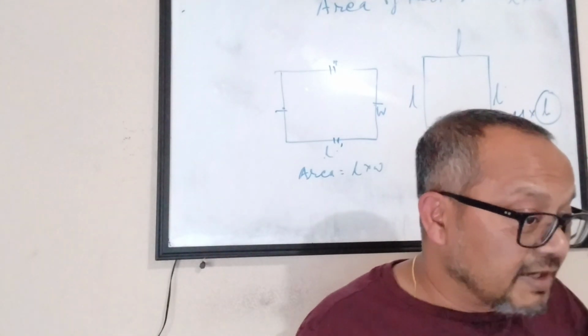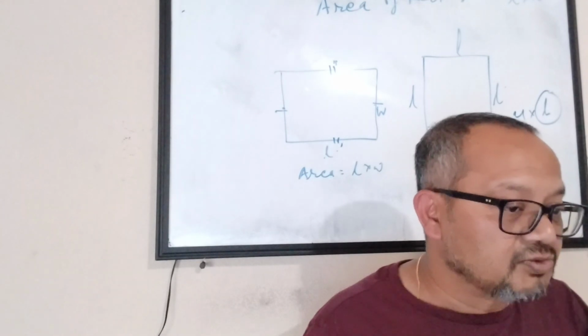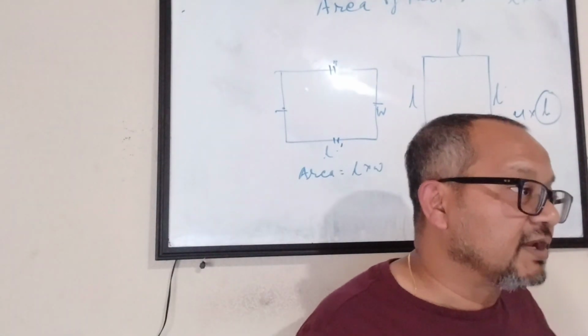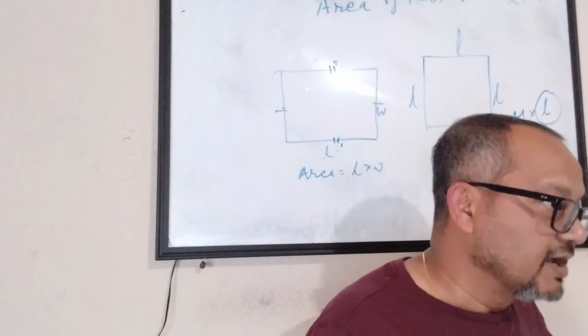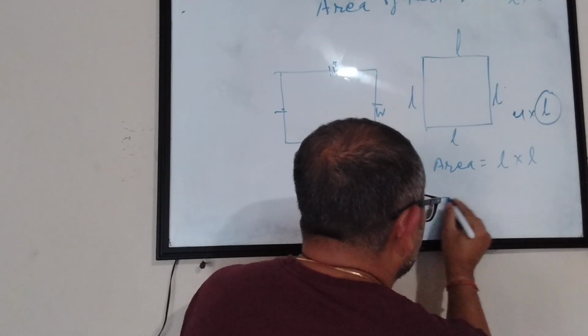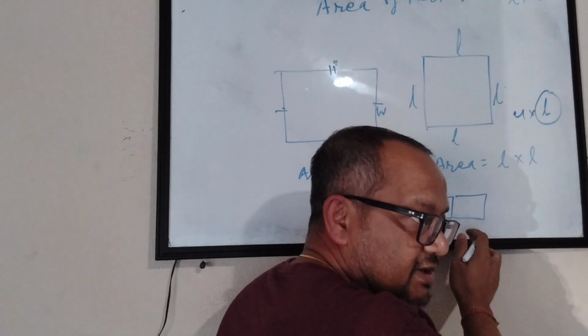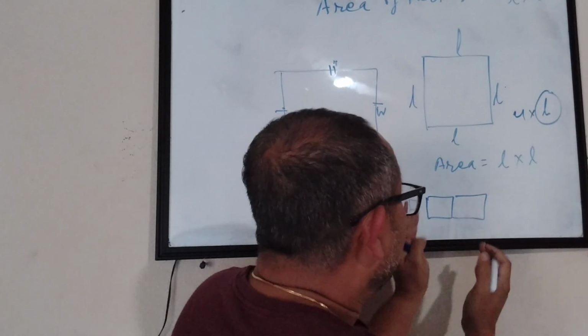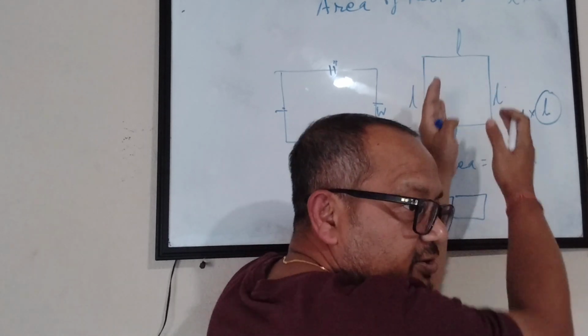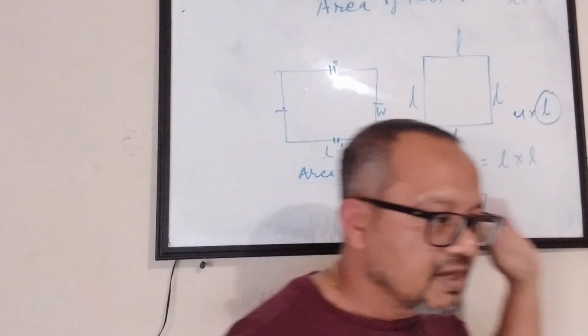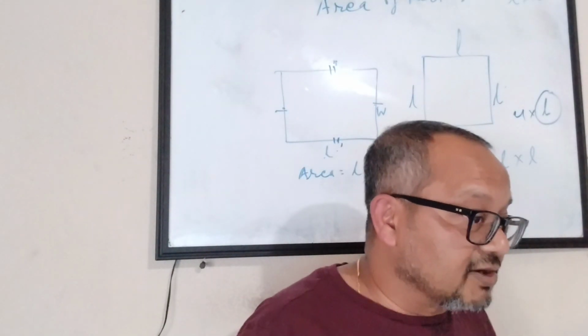So in short, there is only one thing that we learned today: how to find the area of a rectangle. That is where we saw that we are putting squares together and that makes a rectangle. So length times width. That's the only thing we learned, and then we related that with the square. So that is all we learned today.